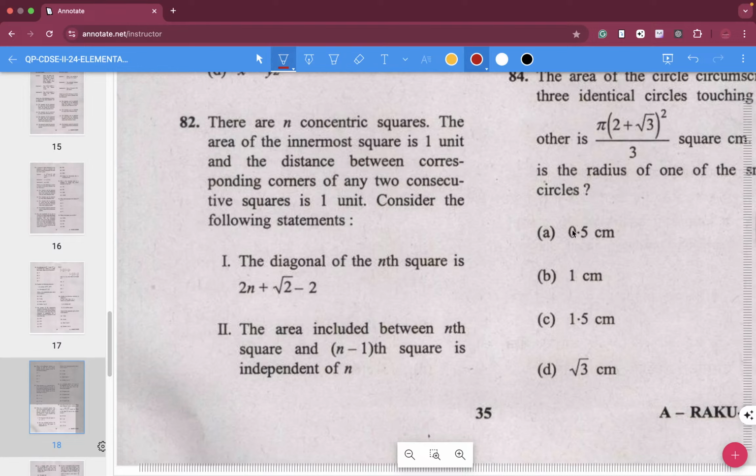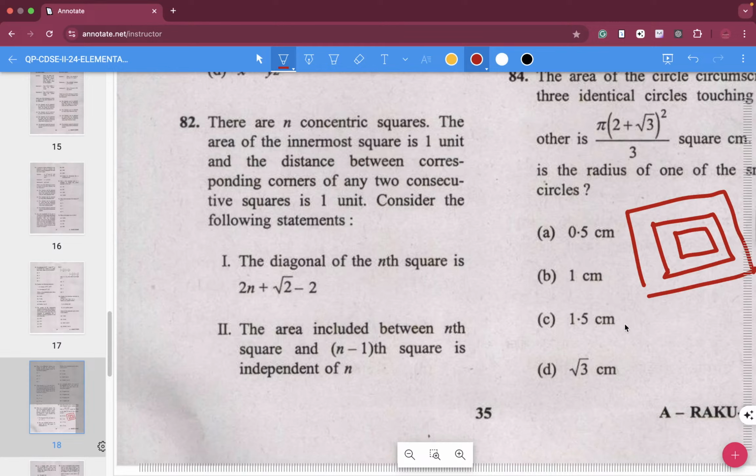Okay, if I draw it in a bigger manner over here, so this is the value of your n, right? So n concentric squares, I'm saying n is equal to 3, so there are 3 concentric squares. The area of the innermost square, right? So the side of square 1 is how much? 1 unit, isn't it? And then the diagonal of square 1 is also 1 unit, isn't it?